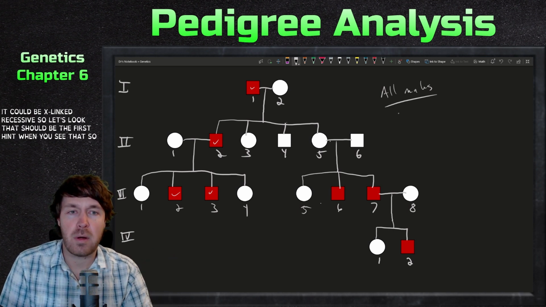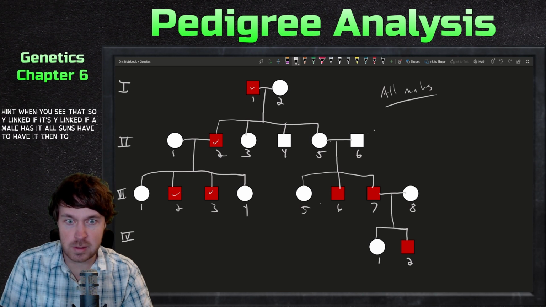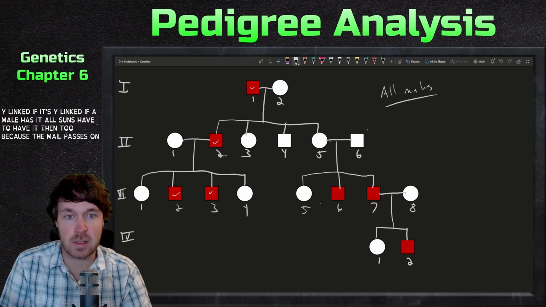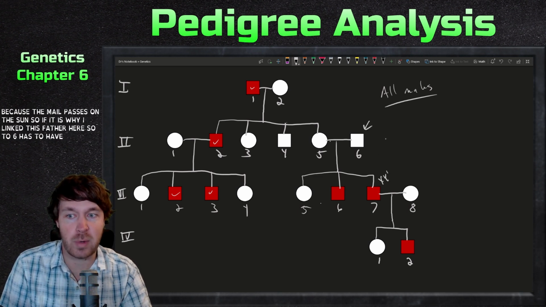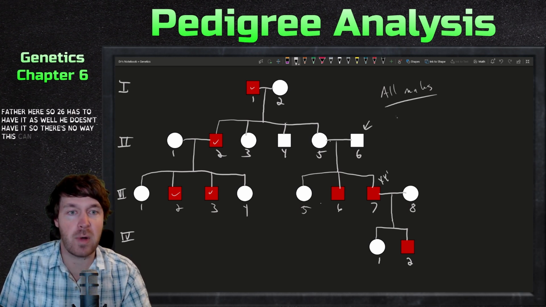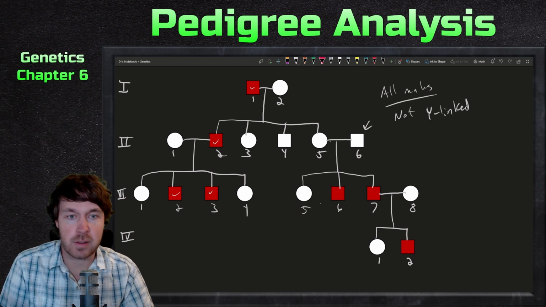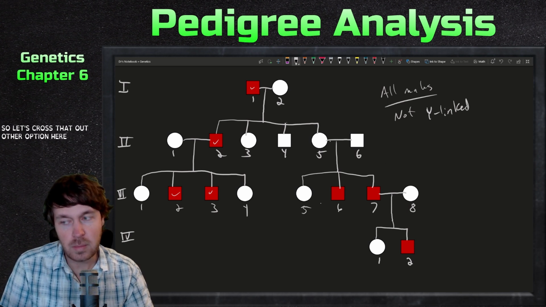So if it's Y-linked, if a male has it, all sons have to have it too, because the male passes it on to the son. So if it is Y-linked, this father here, 2-6, has to have it as well. He doesn't have it. So there's no way this can be Y-linked. So it's not Y-linked. Let's cross that out. The other option here is a little different.